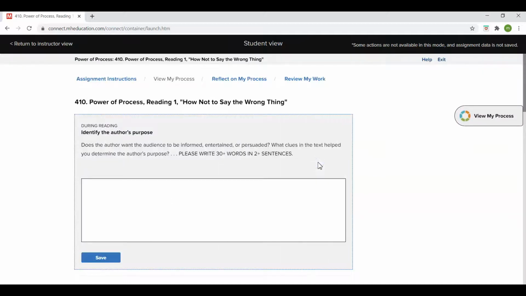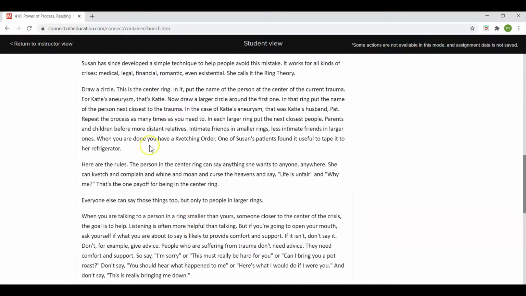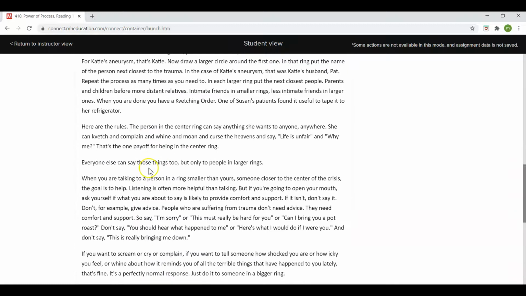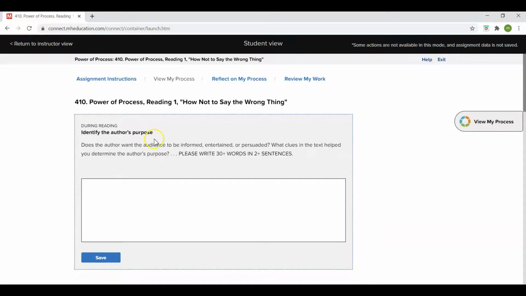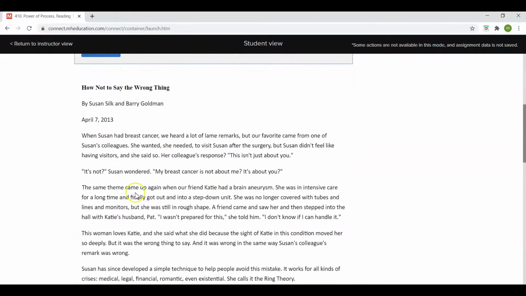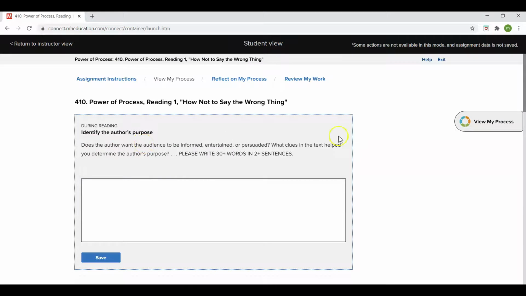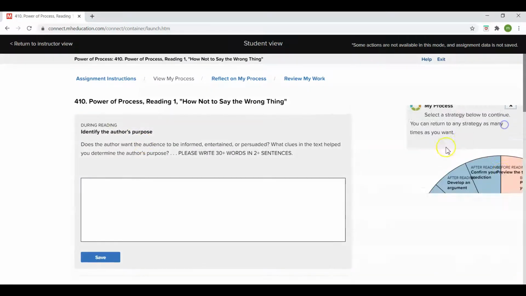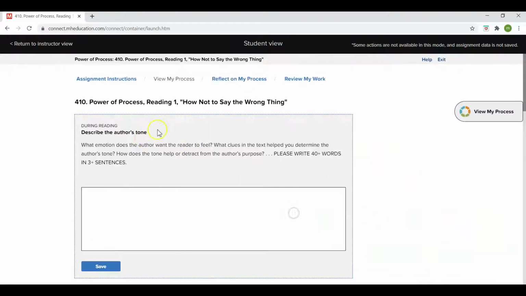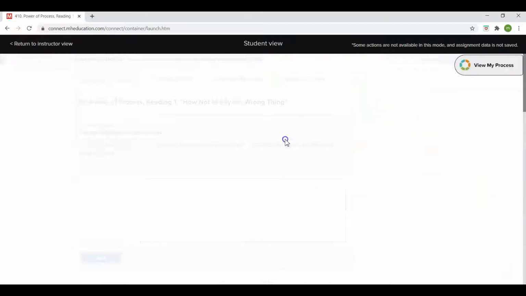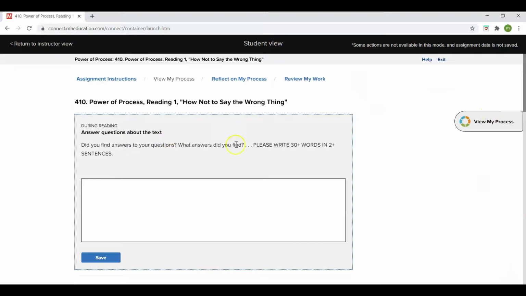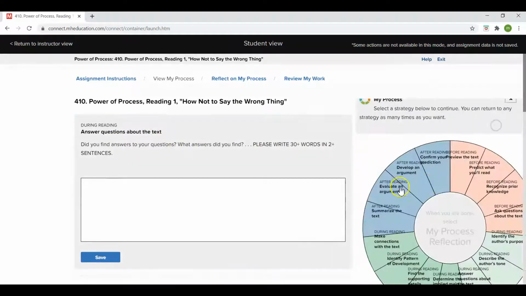During the reading is what happens when you're actually reading it. So you probably should read it once before you answer these questions. Does the author want the audience to be informed? Or actually, as you're reading it, read the question, maybe read them all. Read that one. Read the next one. Okay, tone. So I'm reading quickly. I'm not taking my time here.